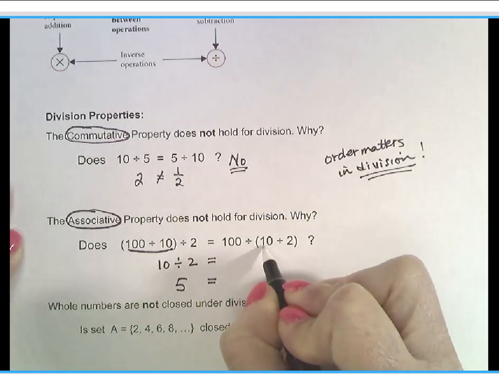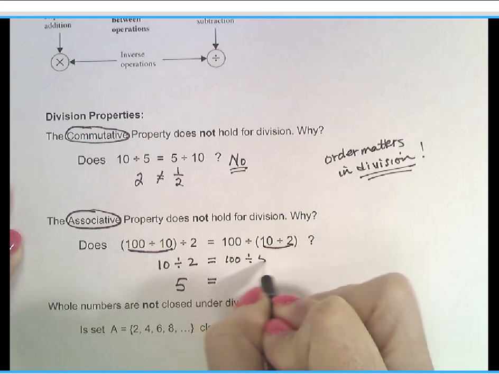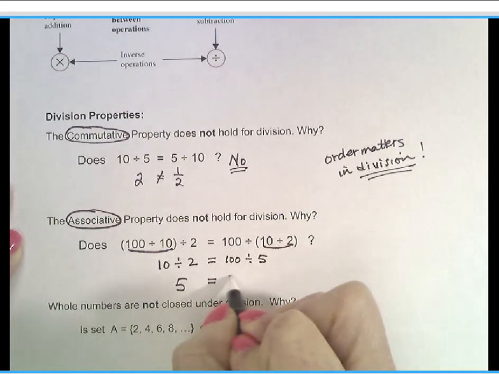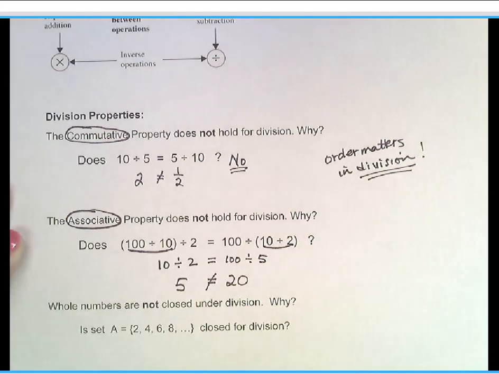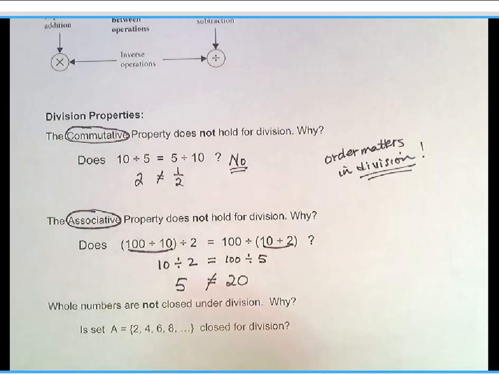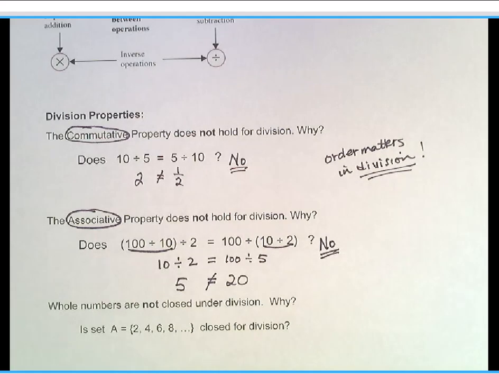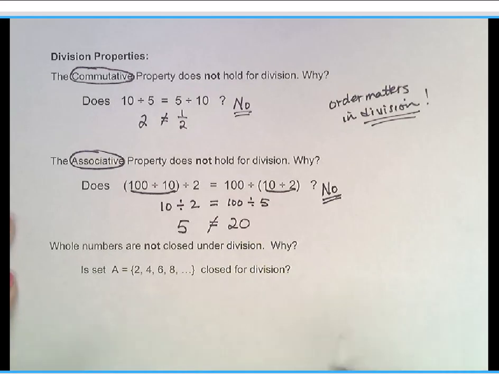On the right side, I have to do the parentheses first. 10 divided by 2 is 5. And 100 divided by 5 is 20. So see, the order matters. So if you do this parenthesis group before the other parenthesis group and you don't switch the order of the numbers, you're not going to get the same thing. So are those equal? No, those aren't equal. So commutative property, associative property, it all falls apart when we get to division. Subtraction and division, those are our problem operations. The properties don't all work. And whole numbers are also not closed.